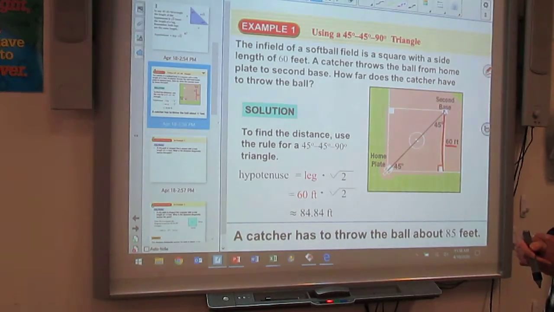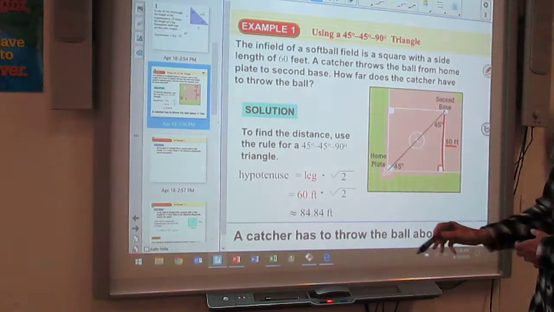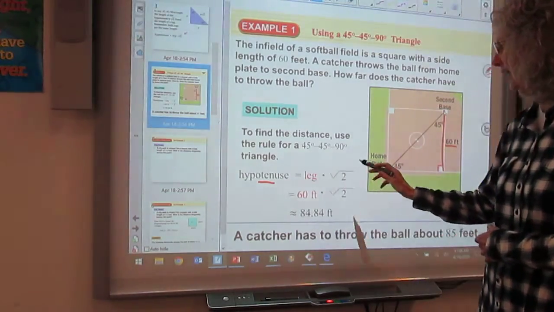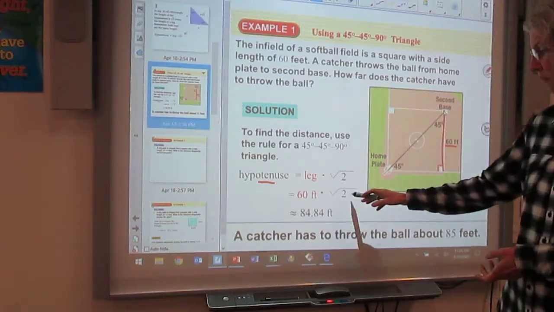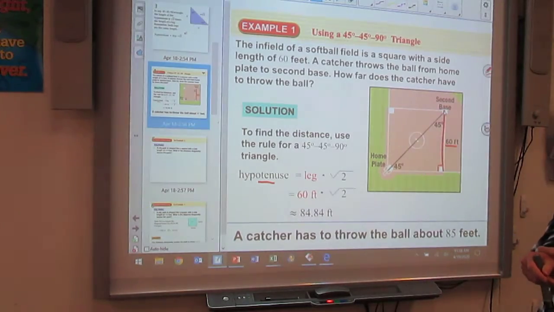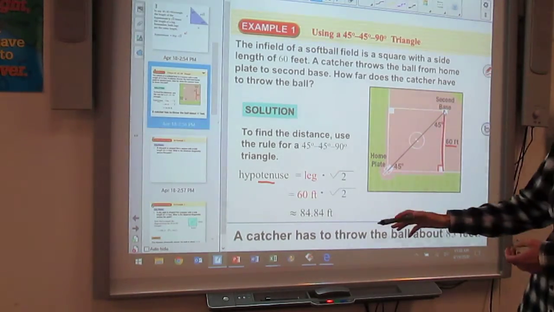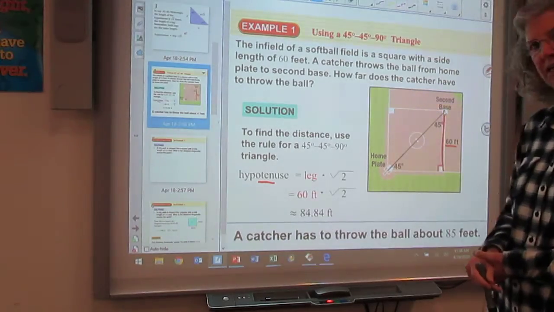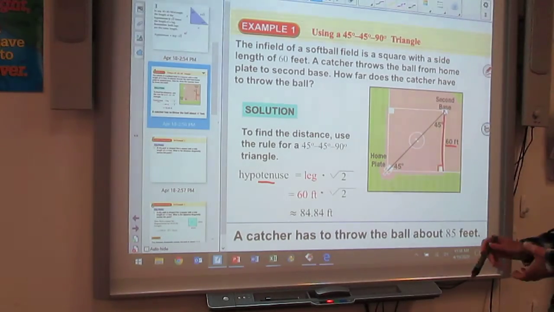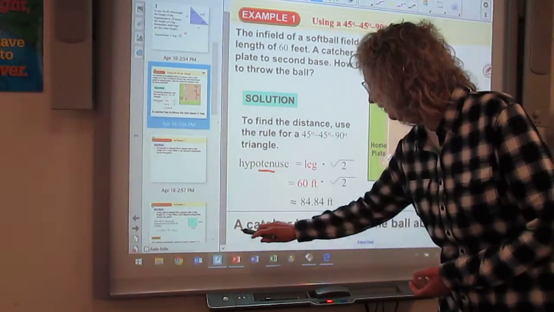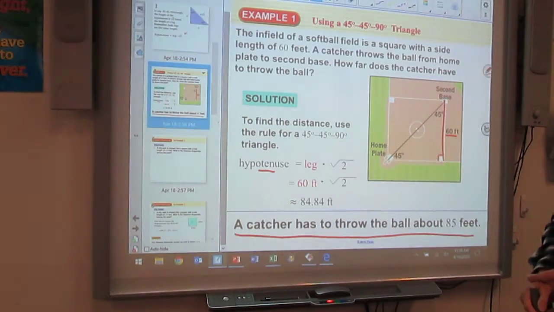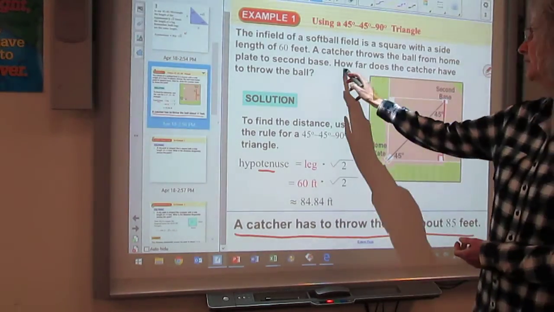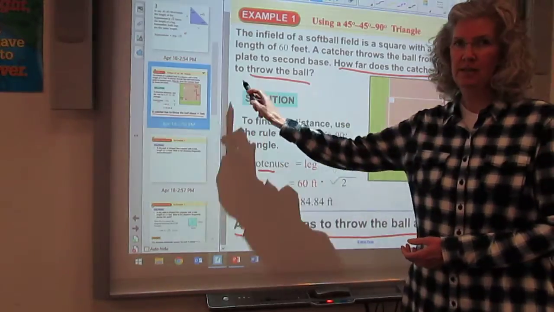Well, that is the hypotenuse of a 45-45 right triangle. So let's use the rule. The hypotenuse is equal to the length of the leg times the square root of 2. The length of the leg is 60 feet. The square root of 2 is 1.414. Plug that in. You can use a calculator on that. And answer the question that is asked, please, which is the catcher has to throw the ball about 85 feet, to the nearest foot. Okay? Always answer the question that is asked.